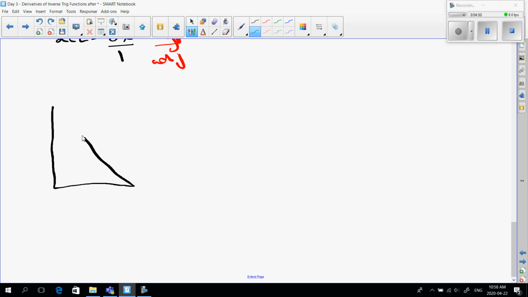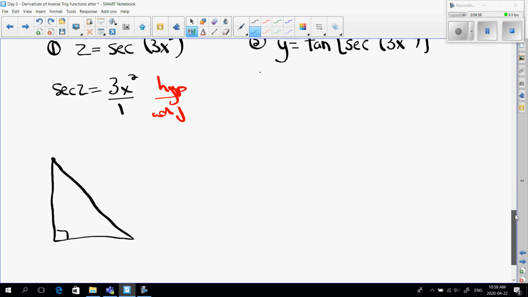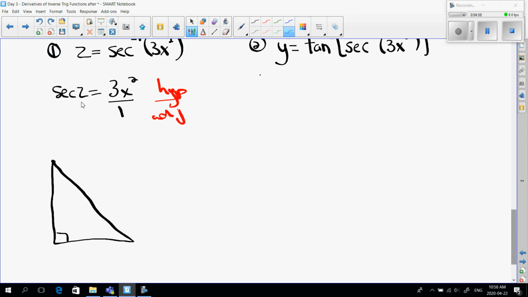I'll draw my right triangle, and I can fill in some information. First of all, what is the angle I'm dealing with here? Well, the angle in this case is Z. I'll draw it in the bottom right. The hypotenuse would be 3x squared. And the adjacent side to z, the base of the triangle, would be 1. I can figure out this opposite side. So I have the hypotenuse and the adjacent. I can figure out the opposite side by simply using Pythagorean theorem.